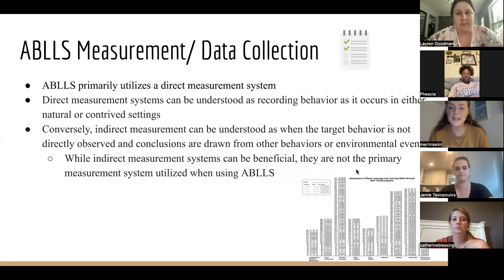ABLES measurement and data collection. So ABLES primarily utilizes a direct measurement system. Direct measurement systems can be understood as recording behavior as it occurs in either natural or contrived settings. Conversely, indirect measurement can be understood as when the target behavior is not directly observed and conclusions are drawn from other behaviors or environmental events. While indirect measurement systems can be beneficial, they are not the primary measurement system when using ABLES.